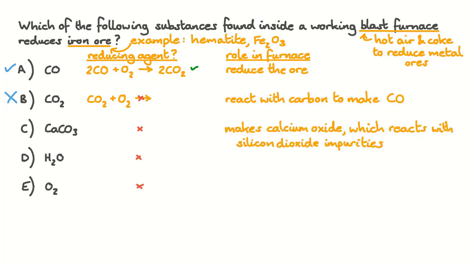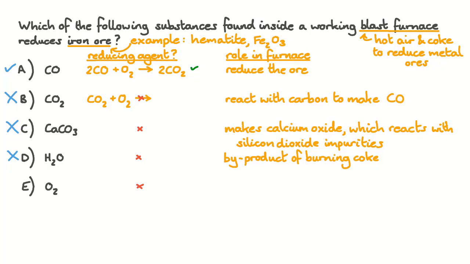Calcium carbonate, usually in the form of limestone, is added to blast furnaces so that it decomposes, producing calcium oxide. Calcium oxide is there to remove silicon dioxide impurities present in the ore. In comparison to the other chemicals, you're unlikely to find H2O in the blast furnace. However, there may be hydrocarbons in the coke, which, when burned, will produce H2O. However, water will not be involved in the reduction of the ore.